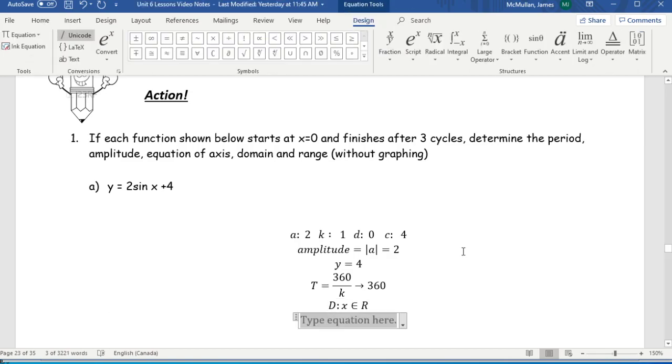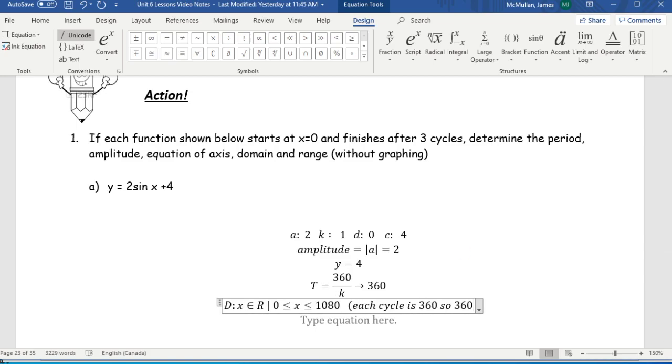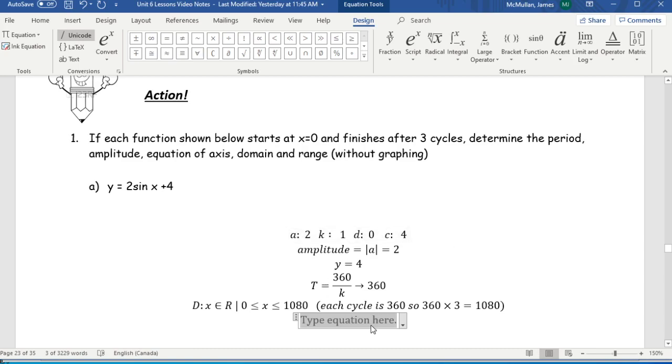There's never any restrictions in these functions for x unless, now I understand why it finishes after 3 cycles. It starts at 0 and it finishes after 3 cycles, which means we need to cut it off at 1080, right? Because each cycle is 360, so 360 times 3 is 1080. So that's why, sorry, I get what they're doing now. You would want that restriction there so that you can specify what to draw.